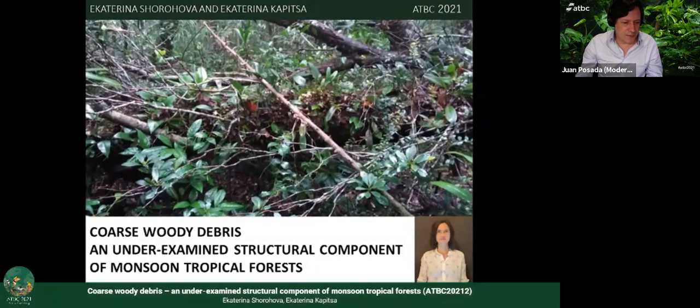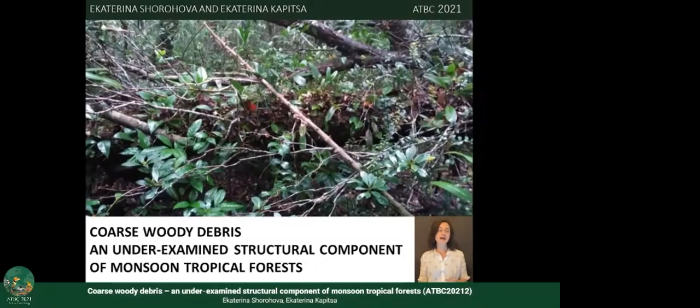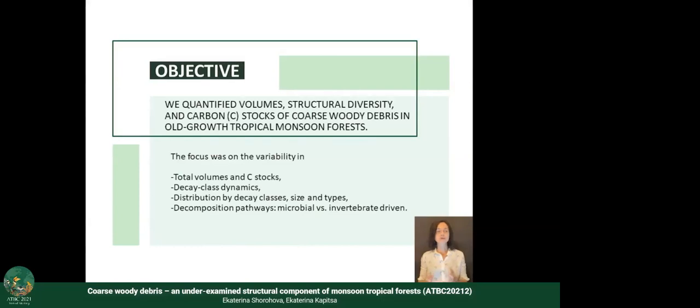Hello, and welcome to beautiful Asian monsoon tropical forests. Worldwide, coarse woody debris is known as an important component for forest system functioning and biodiversity. However, in tropical forests in general, and especially in Asian forests, there is very little information about coarse woody debris. This information is crucial for carbon cycling assessment and for better understanding of tropical biodiversity. We estimated coarse woody debris volumes, carbon stocks, decay class dynamics, and studied decomposition patterns, microbial or termite driven.